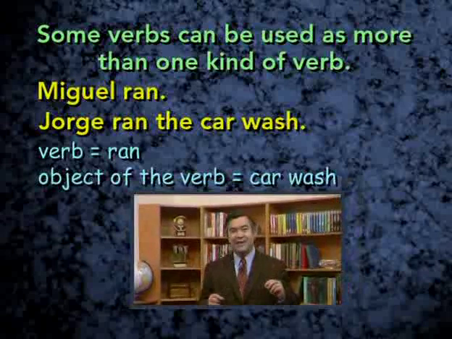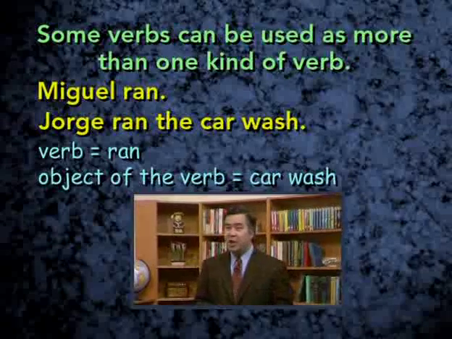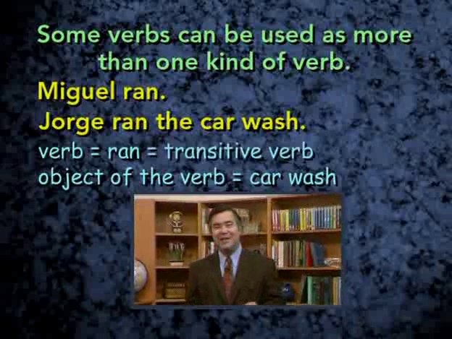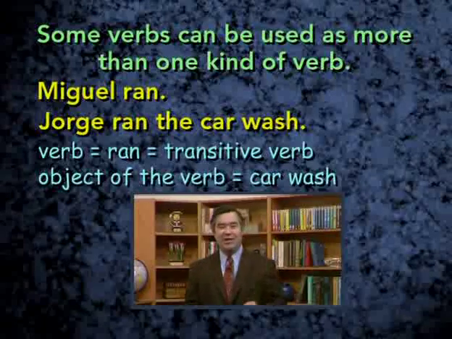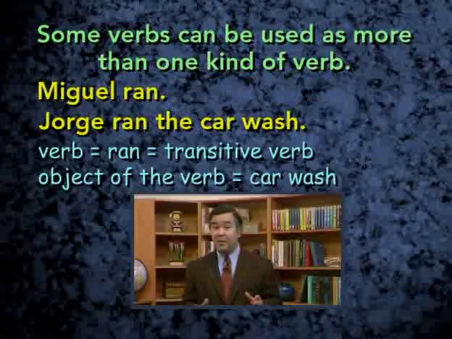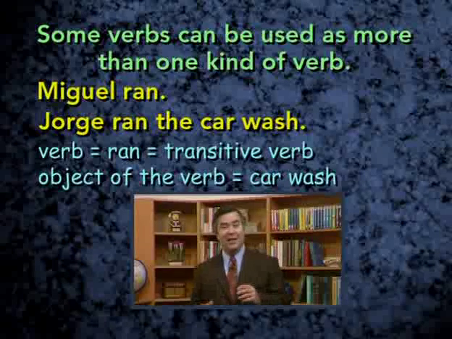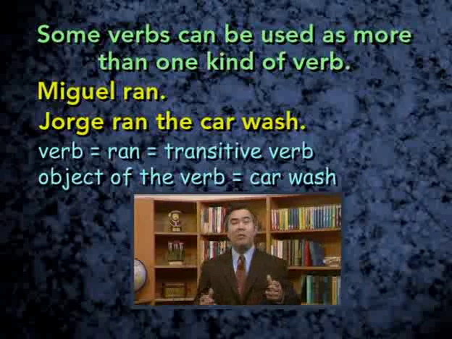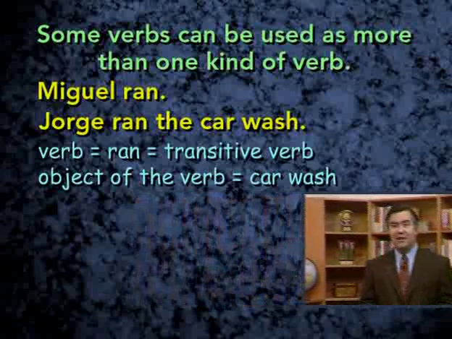So in this sentence, the verb ran, this very same verb that we saw a moment ago being used as an intransitive verb, is being used as a transitive verb, a verb that has an object which receives the action of the verb. So these two sentences show us that the same verb can sometimes be used as either a transitive verb or an intransitive verb. Here's another example of how the role played by the same verb may change from one sentence to the next.